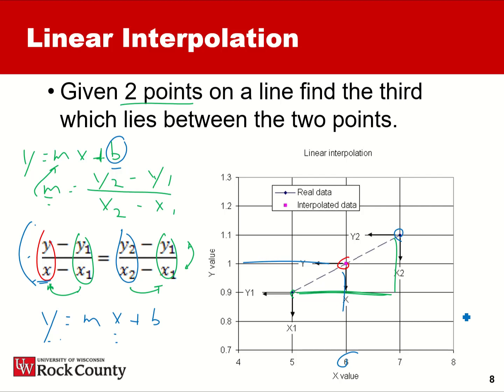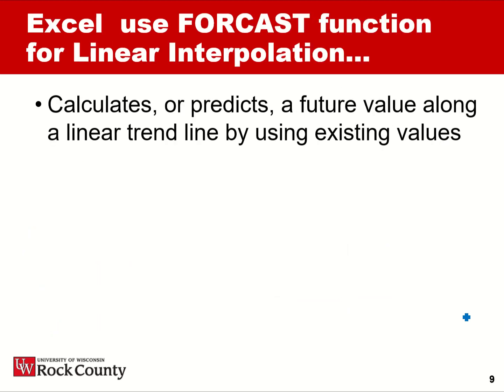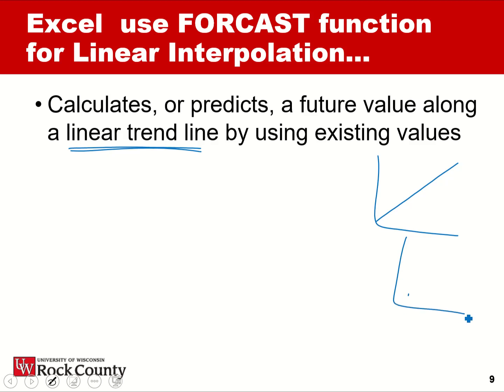Can Excel help us with this? Why, sure it can. There's a function called forecast, and for linear interpolation, we can use this forecast function. It calculates or predicts a future value along a linear trend by using existing values. Linear trend, so it's assuming it is linear and not curvature. So it's some linear trend, not a curved trend, right? Those give us different results.